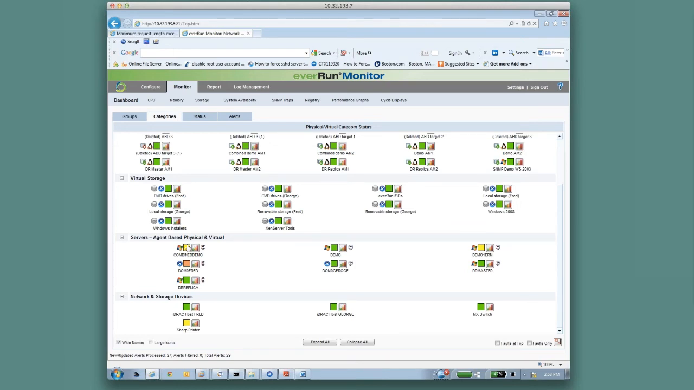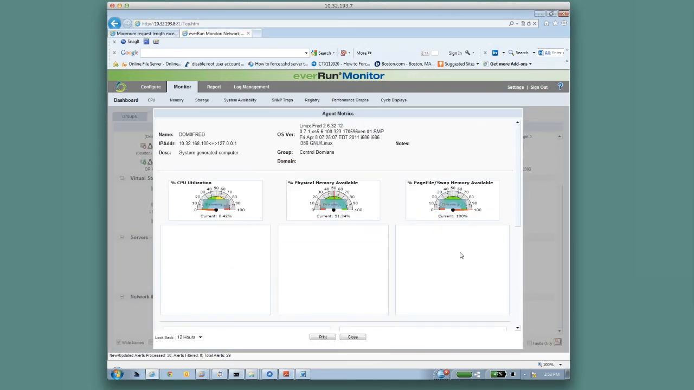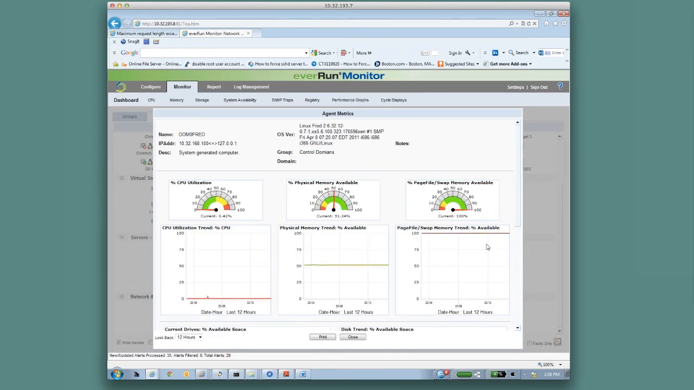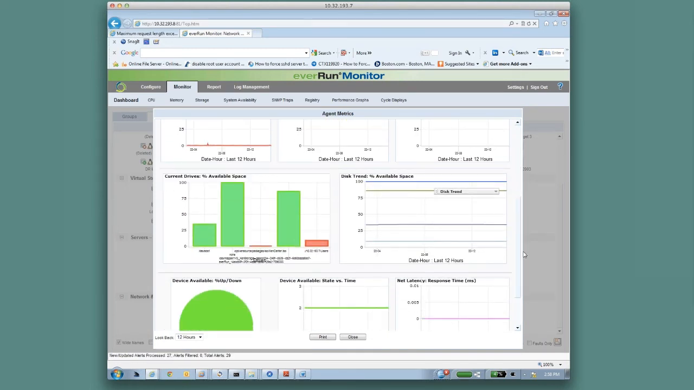And I've got a handful of them here. I've got combined demo. I've got DR master and DR replica. I'm also going ahead and deploying an agent to the control domain. So if I want to get some insight into what's happening on DOM0, I can simply click on it and I can go ahead and gather those metrics and look at what is the CPU utilization of DOM0, what is the memory utilization of DOM0, how much storage space does DOM0 have available to it.